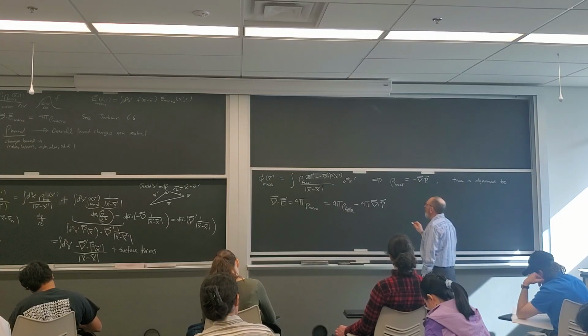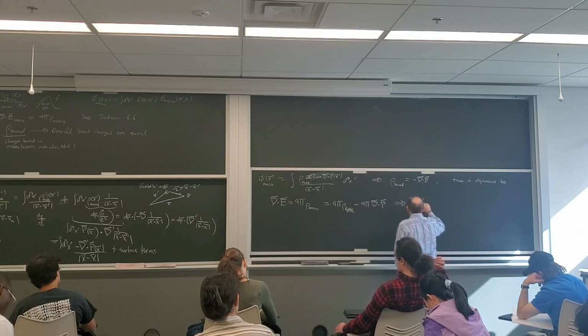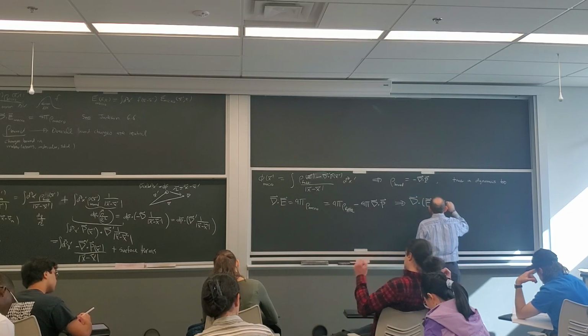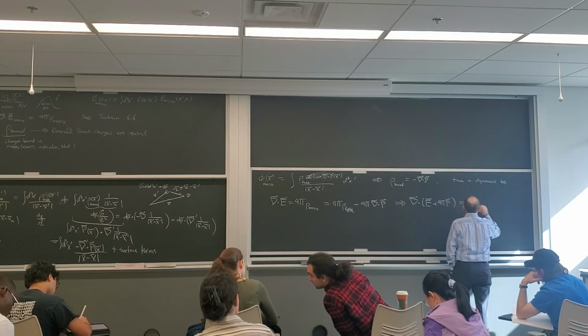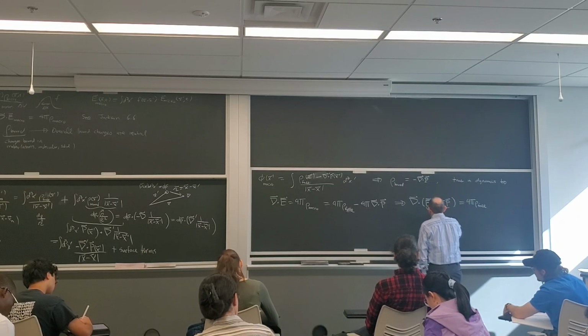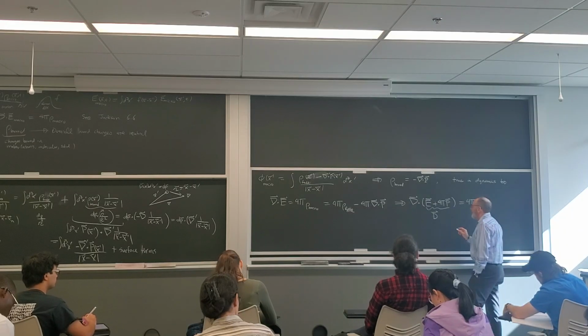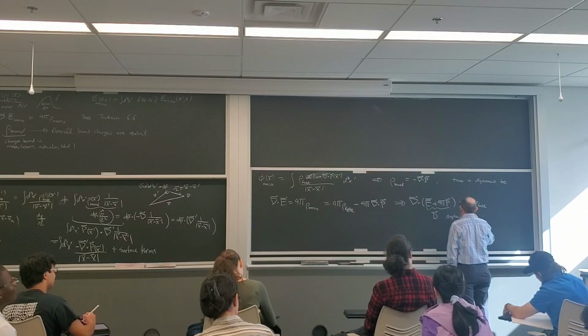And so when we put that all together, we get the following. Del dot (E plus 4 pi P) is equal to 4 pi rho free. And this combination of things, somebody decided to call D. The D field, which is the displacement field.